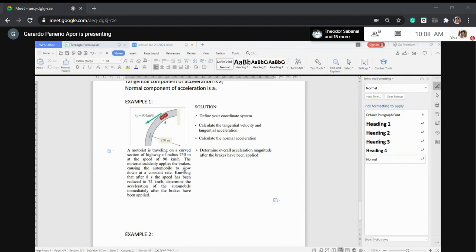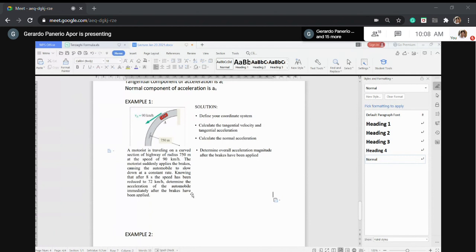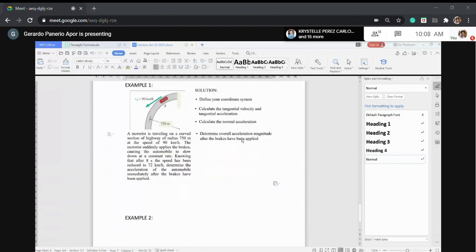So after 8 seconds, the interval of 8 seconds, the car has been reduced to 72 kilometers per hour. Now, the problem is to determine the acceleration of the automobile immediately after the brakes have been applied. So, solution. Define your coordinates. Then calculate the tangential velocity and the tangential acceleration. Then calculate the normal acceleration.